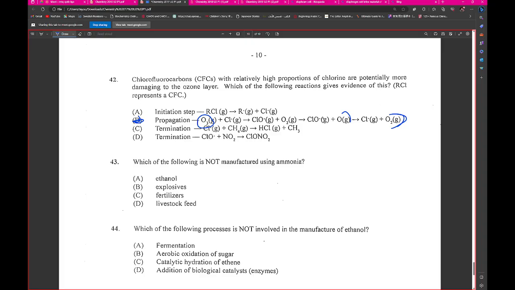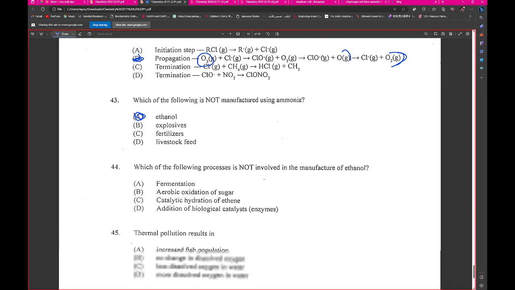Which of the following is not manufactured using ammonia? A. Yes or no? So I don't see why you would use ammonia. But okay. Which of the following processes is not involved in the manufacture of ethanol? Alright, what will it be? Not involved. Would it be B? Aerobic oxidation of sugar. Alright.